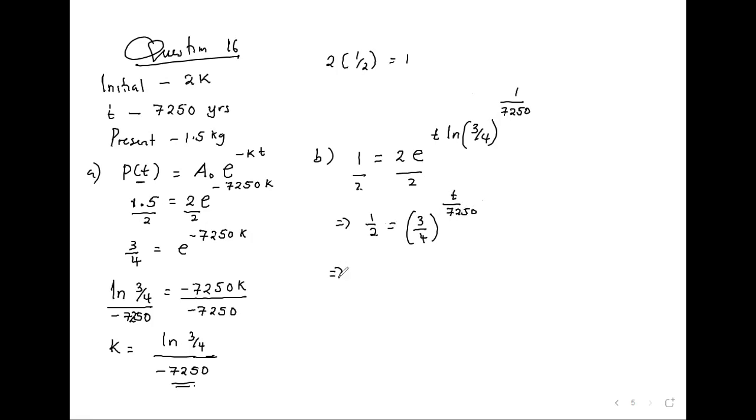Then you can apply the log and say, okay, so T over 7250 is equal to the log base 3 over 4 of 1 over 2. So if you multiply, T is going to be 7250, and then the log 3 over 4 of half.